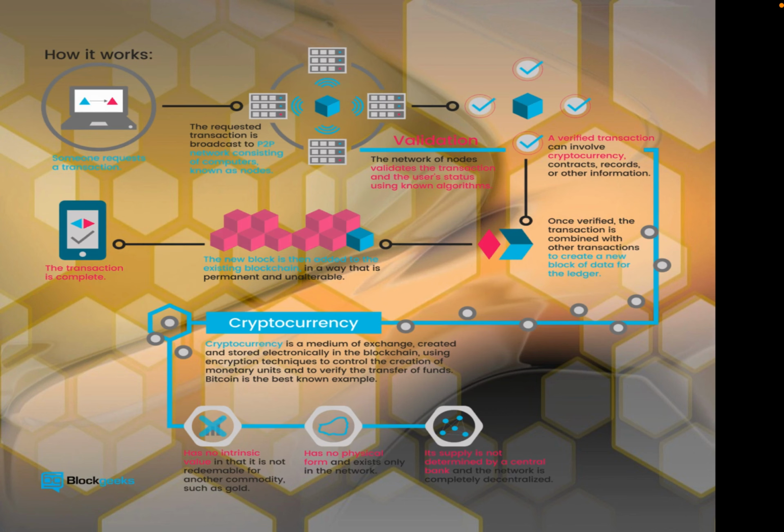So how it works is easy. If somebody requests a transaction, you have some way to record that. The request is broadcast to the network, and then it will be validated. And when it's verified, it's added to the chain, and the transaction is completed. That's it. Cryptocurrency.